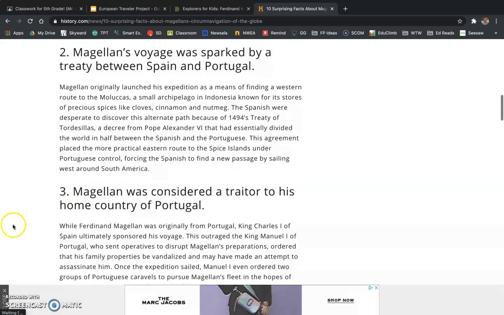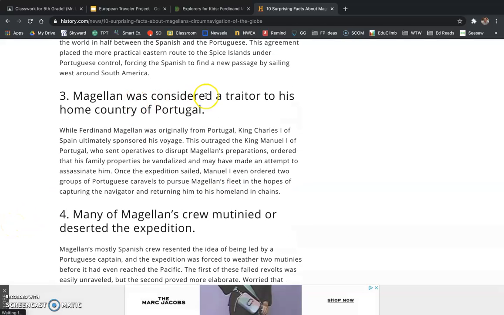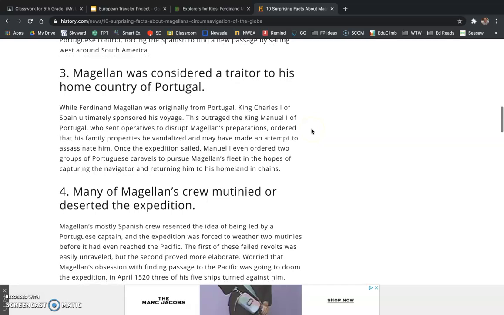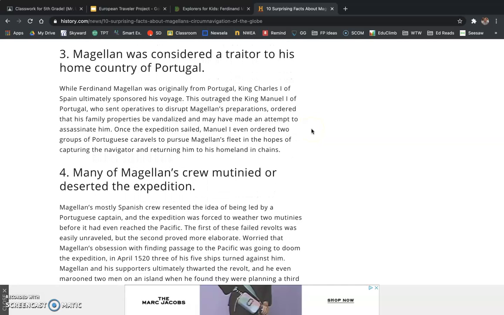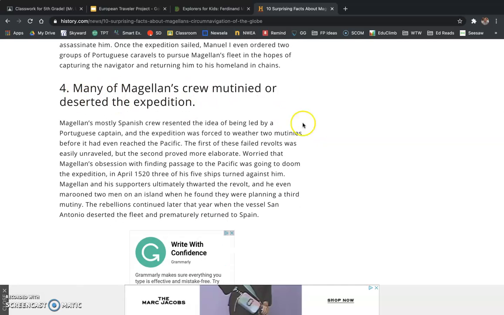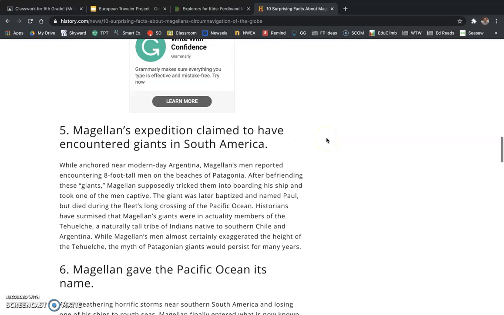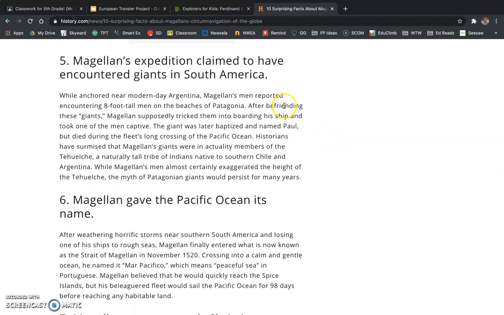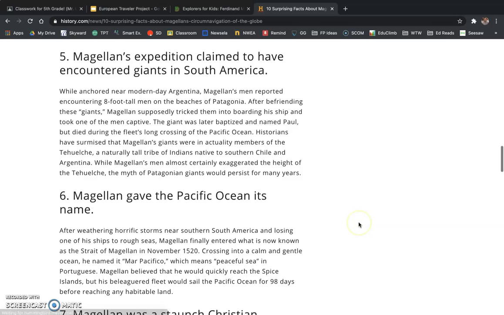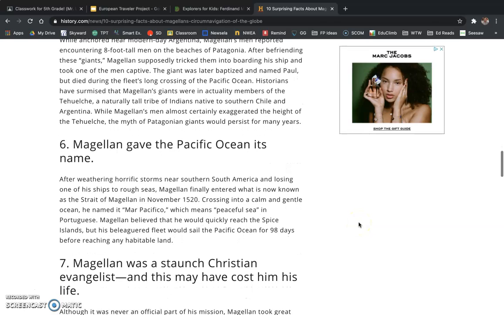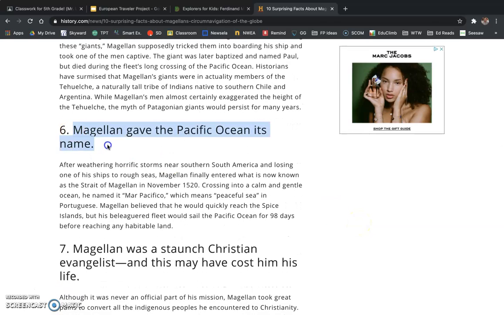What else is interesting? Looks like he was considered a traitor. That's interesting. Looks like a lot of his people left the expedition. They didn't like him. It says that he had claimed that they had seen giants in South America, 10-foot tall people. That is not true. Another thing here, Magellan gave the Pacific Ocean its name.